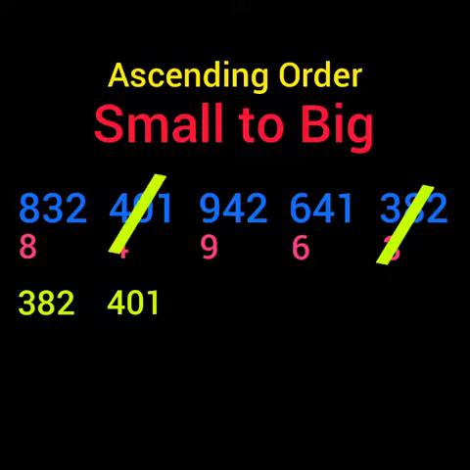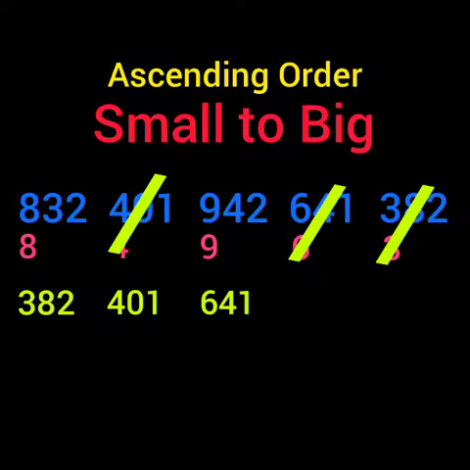So we need not compare 401 and 382 again, because we have already arranged those numbers. Again compare the first digit of the other 3 numbers, 8, 9 and 6. Which is the smaller one? Yes, 6 is the smaller one. So after 401 we have to write 641. So no need to compare it again with the other numbers.